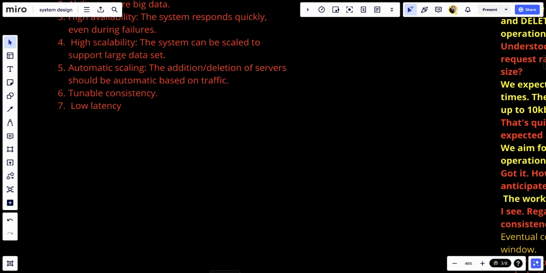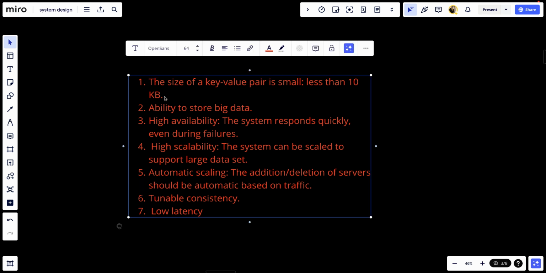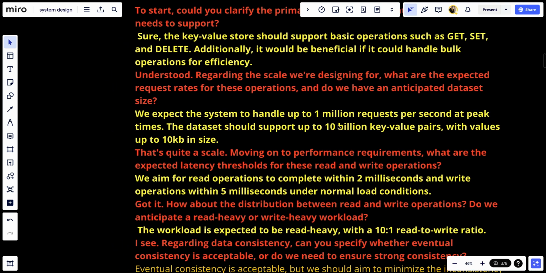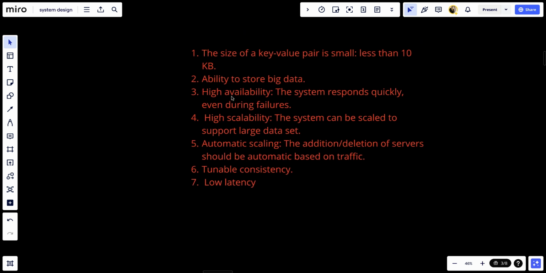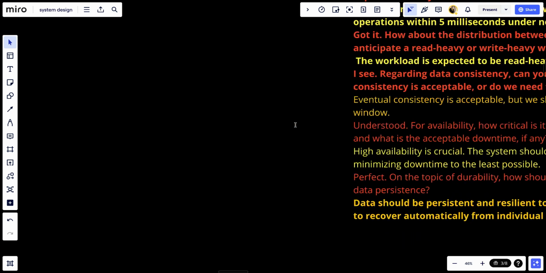So let's talk about the requirements here. From this one, we have first the functional requirements. It's pretty simple. We need to create a database that supports read and write operations. So we will focus here on the non-functional requirements. The non-functional requirements start first with the size of a key value pair being small, less than or up to 10K. We want the ability to store big data because we said that we have 10 billion key value pairs. We have a highly available system. The system responds quickly even during failures.